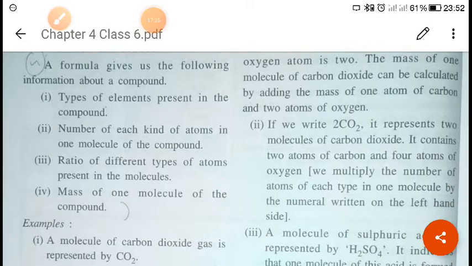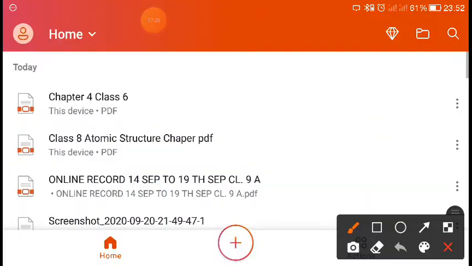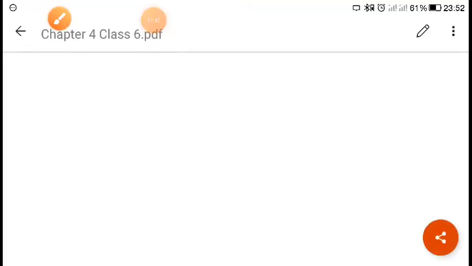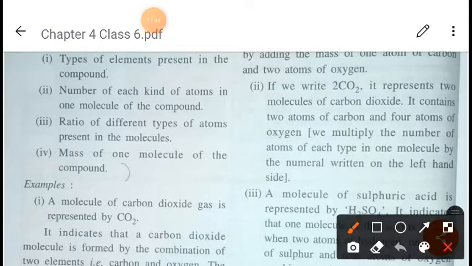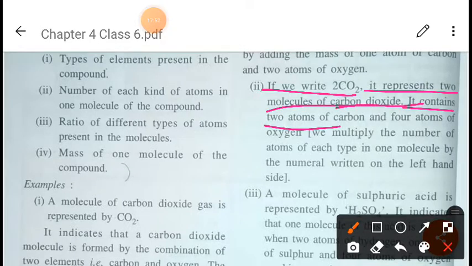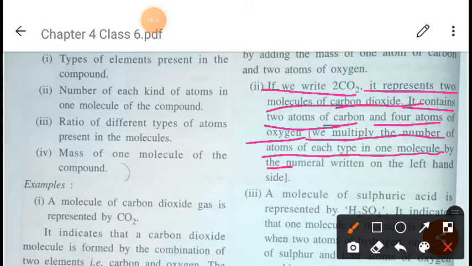Now next is the second example. If you write 2CO2, what does it mean? It represents two molecules of carbon dioxide, and it contains two atoms of carbon and four atoms of oxygen. What we have to do is multiply the number of atoms of each type in one molecule by the number written on the left-hand side. So we have to multiply this.